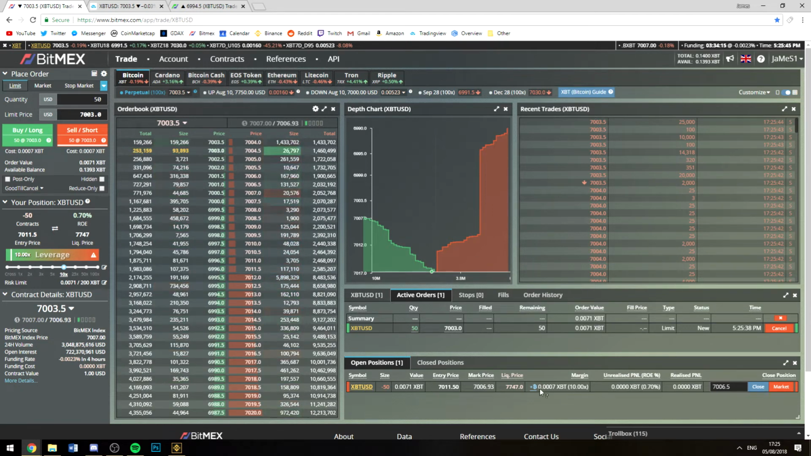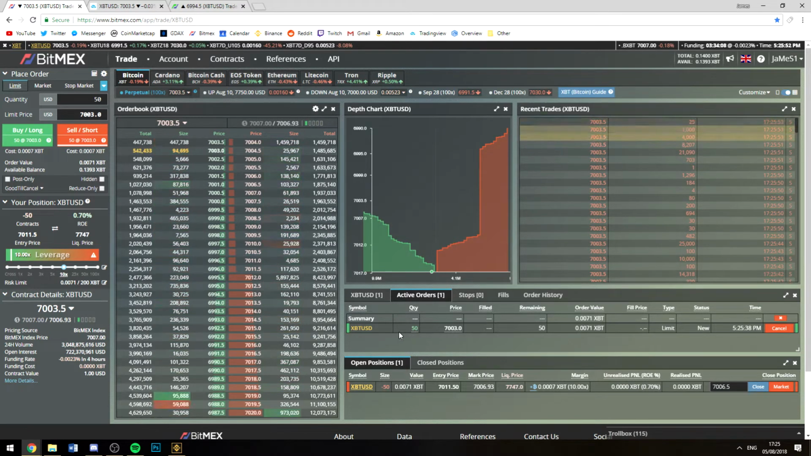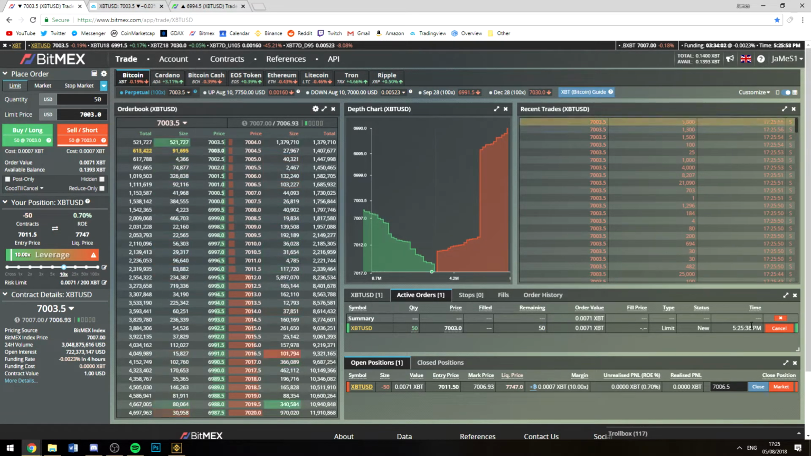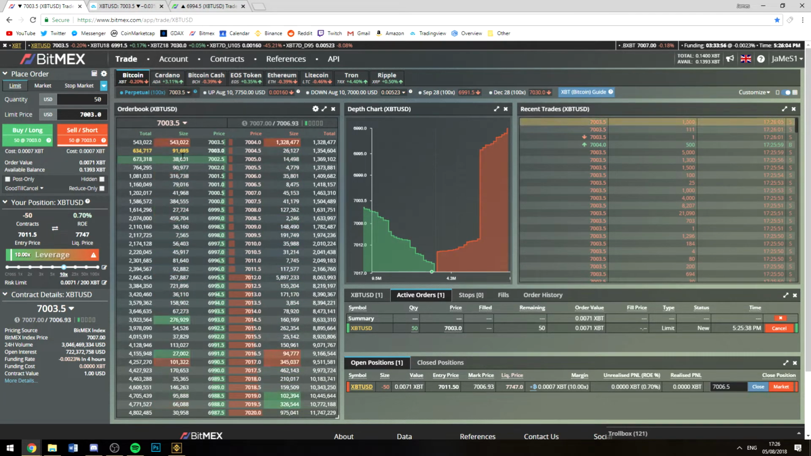So we can see it's in here. This is it. We're going to buy back the contracts that we sold when we shorted. We've got 50, the price, remaining 50 because our order has not been filled yet, and yes, there we go. So we're just now going to wait for that to fill, and then we would have closed our short and made a profit on it.